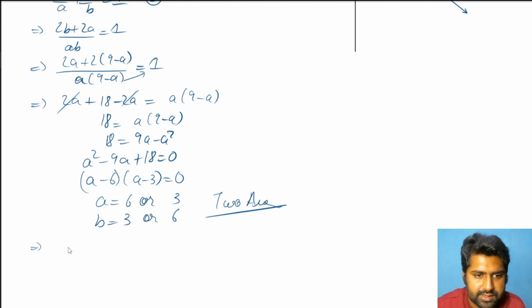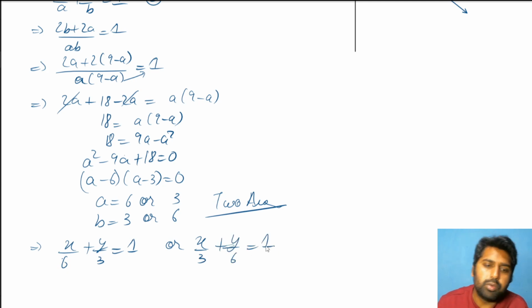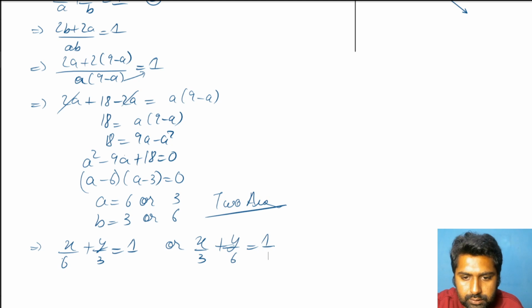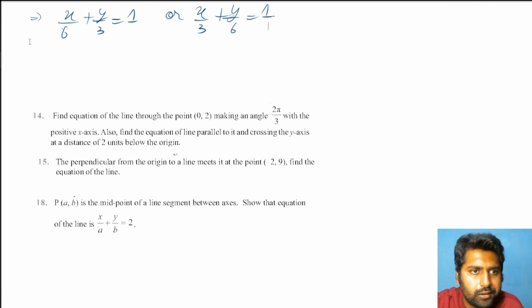So as such, there are again two answers for this. The first answer is x by 6 plus y by 3 equals 1, or x by 3 plus y by 6 equals 1. Both are correct here. So two answers. All right. This is done.